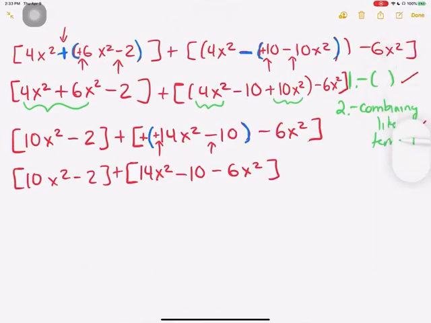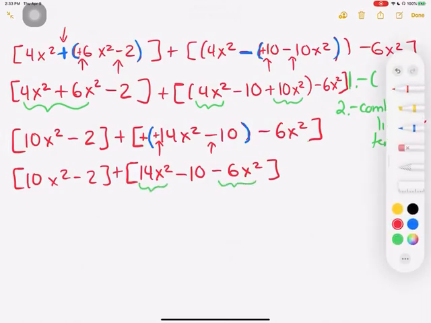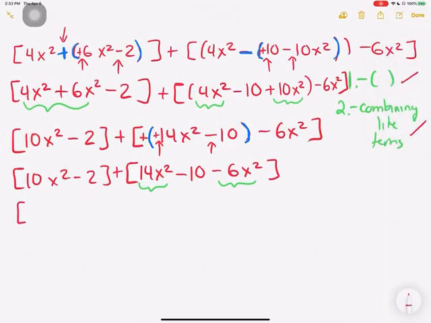Let's see what I can combine inside this parenthesis. 14x squared and negative 6x squared, those I can combine. Let's go ahead and combine them. So I start again: 10x squared minus 2 plus, and then 14 minus 6, that should be 8x squared minus 10.